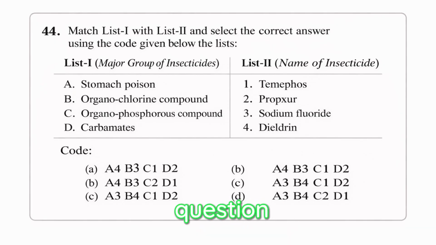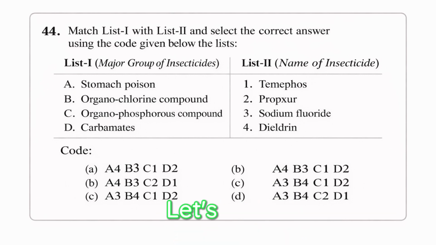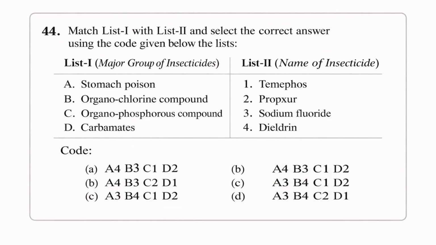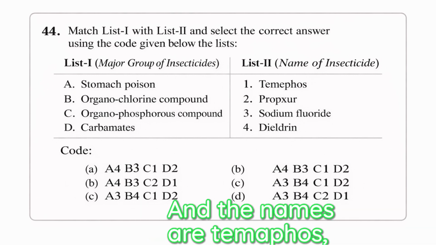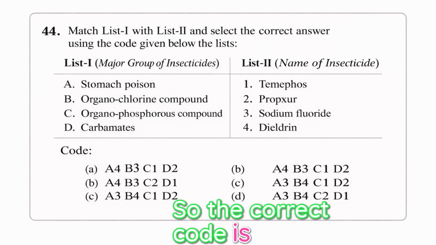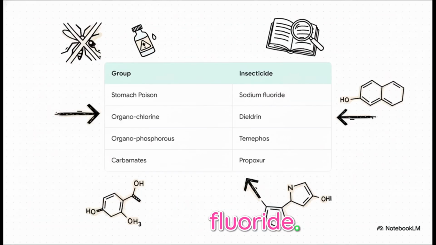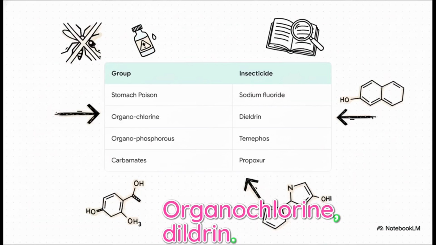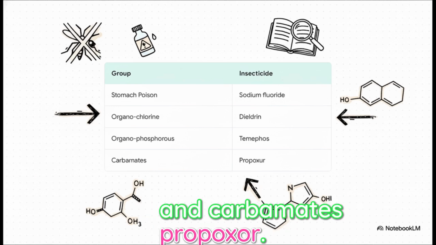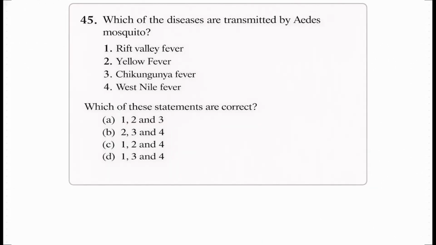All right, a matching question now, number 44. We're pairing insecticide groups with their names. Let's see, we've got stomach poison, organochlorine, organophosphorus, and carbamates. And the names are Temifos, Propoxur, sodium fluoride, and Dieldrin. So the correct code is C. Let's just double check that. Stomach poison, that's sodium fluoride. Organochlorine, Dieldrin. Organophosphorus, that's Temifos. And carbamates, Propoxur. Yep, it all checks out. This is one of those things you just have to memorize honestly.